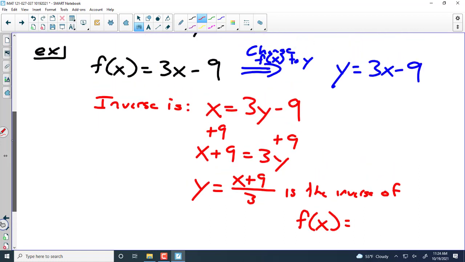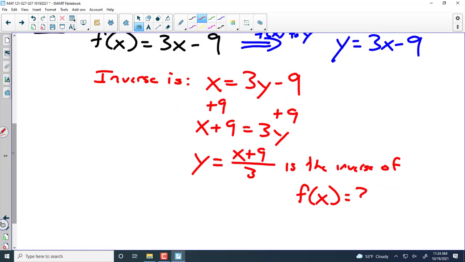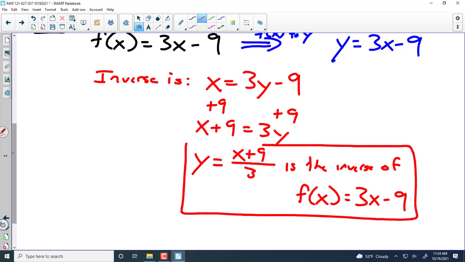And then we can say our answer like this. Y equals (x plus 9) over 3 is the inverse of f of x equals 3x minus 9, the original equation we started with. And should you simplify the first equation further?